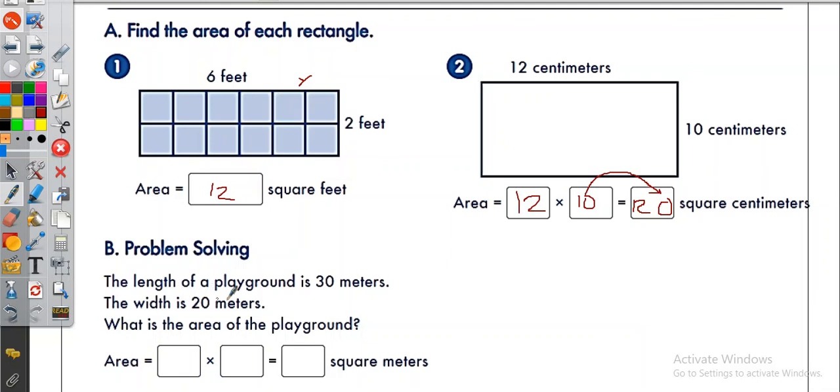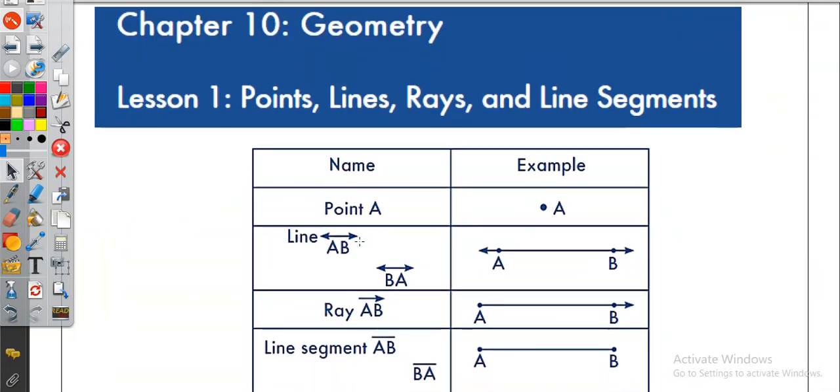Problem solving. The length of a playground is 30 meters and the width is 20 meters. What is the area of the playground? Well, I have 20 times 30, which is, I have 2 zeros, so throw the zeros. Here, 2 zeros in the answer. Then 3 times 2 is 6. So the area is 600 square meters. Great. And let's go to the second one.